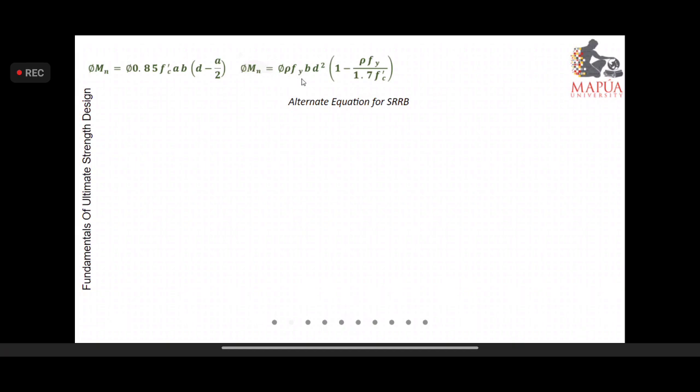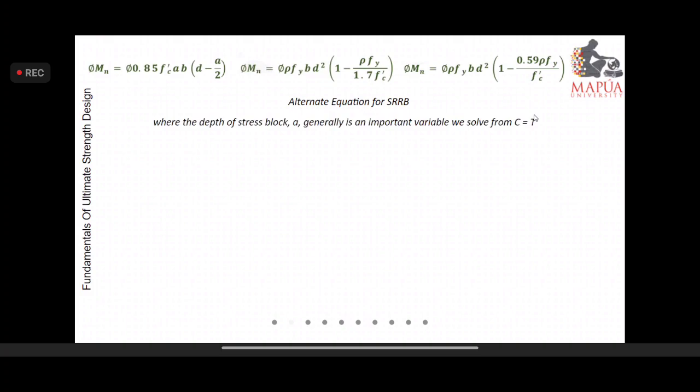This is the steel ratio, this is Fy, and this will entail a representation of it. So phi rho Fy BD squared times 1 minus rho Fy over 1.7 FC prime, or we can then represent this as 1 minus 0.59 rho Fy over FC prime, where the depth of stress block is still A, generally an important variable.